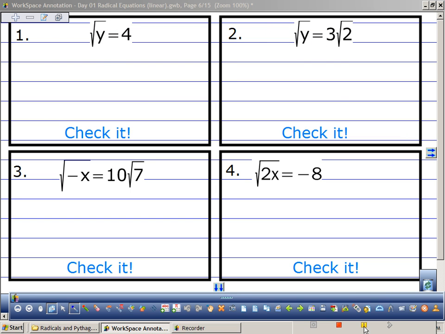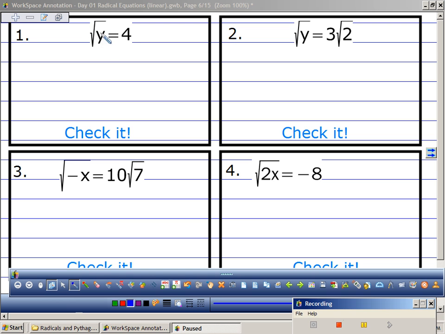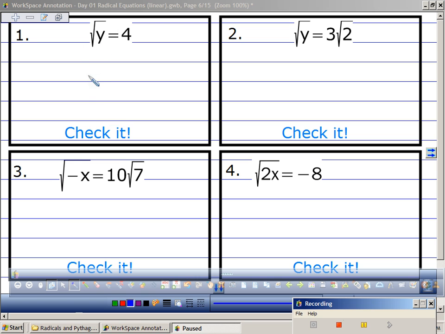Okay. Let's look at these. What would y have to be in order for it to be 4? 16, right? All right, that's us checking it. Number 2, can you tell me what y would have to be for this one? That's a little harder. 18, right? Because if you kind of undid it, if you put this inside of here, it would be 2 3s inside, and 9 times 2 is 18.